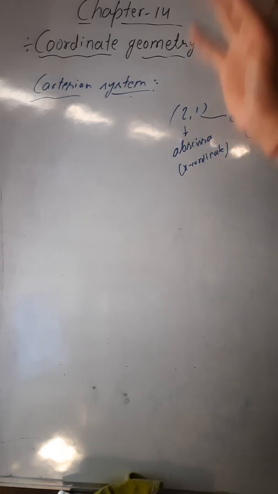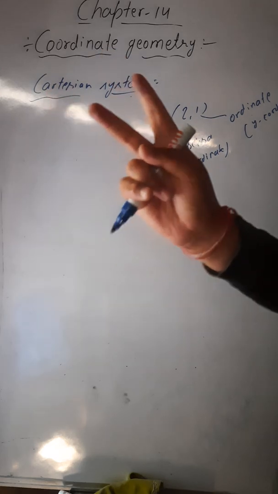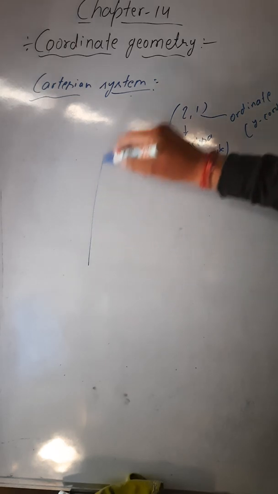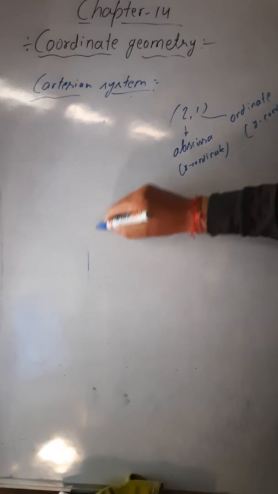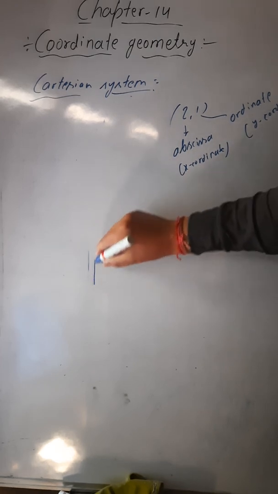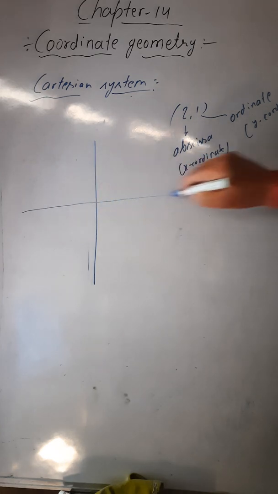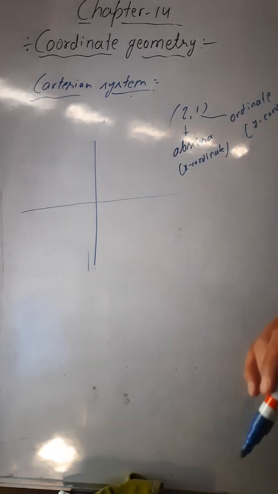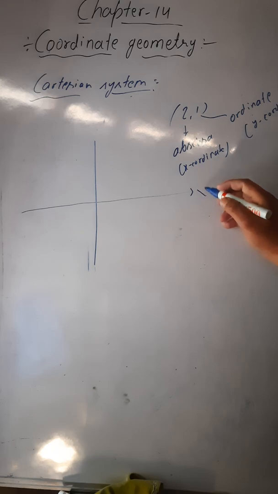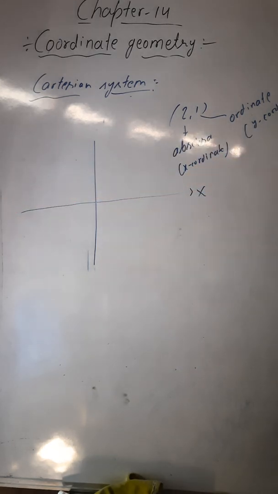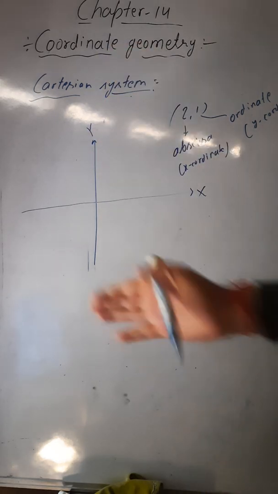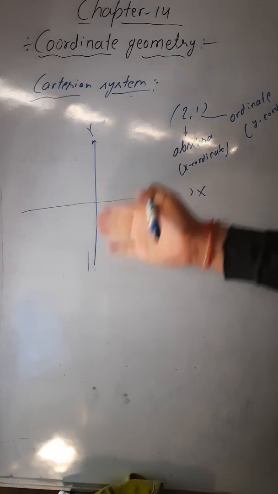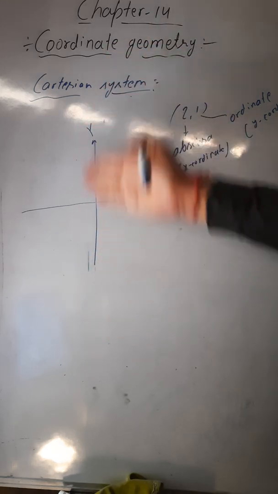Now let me make a plane. A plane is composed of two axes. Let me make the two axes here. These are the two axes. This horizontal one is called the x-axis, and the vertical one is known as the y-axis.